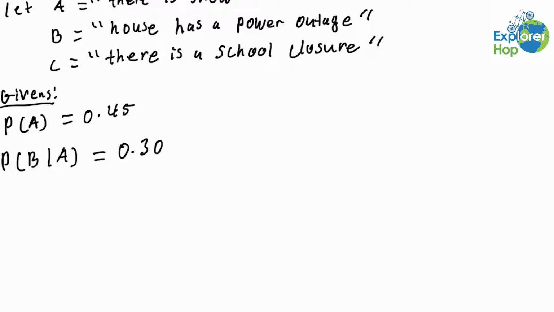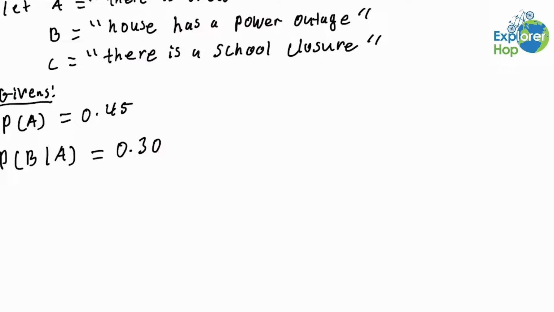And finally, we're told that if the house has a power outage when it snows, then there is an 80% chance that there will be a school closure. So that's the conditional probability of C given A and B. So the probability of C given A and B is equal to 0.8, which is 80%.